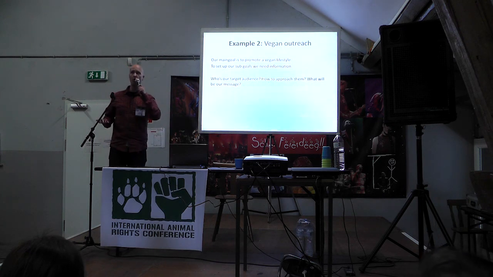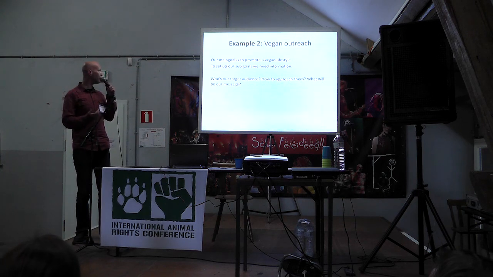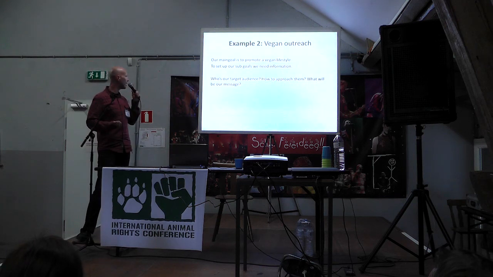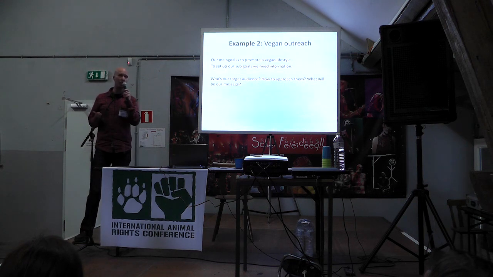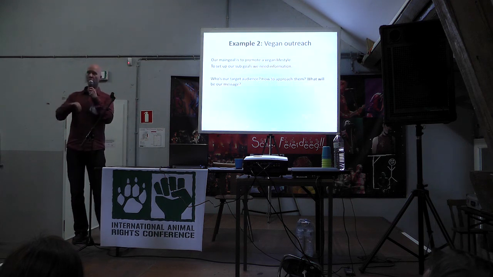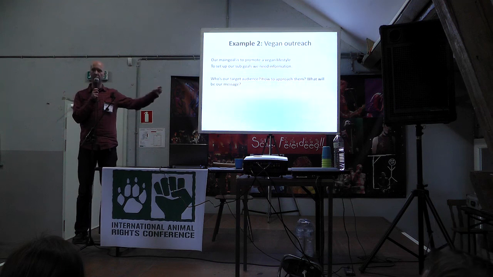There are, of course, also other campaigns you might do. Analyze and evaluate. I'll give you an example. If you do vegan outreach, if you want to promote a vegan lifestyle, you still need sub-goals, because if you don't know what you want to reach, then you're not reaching out for anything. So you have to do your research.